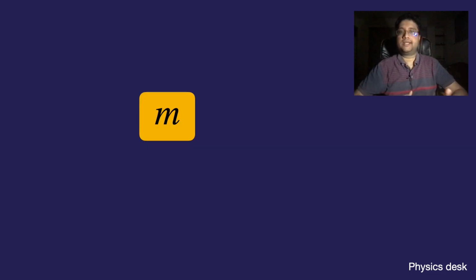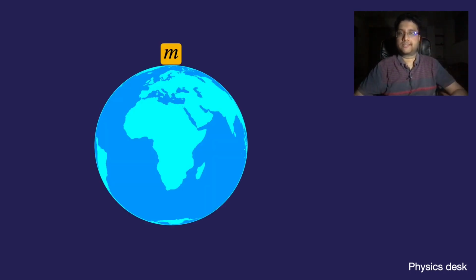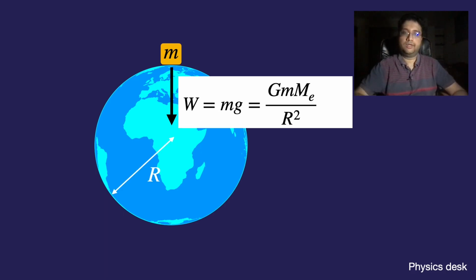So for that, consider any arbitrary mass on Earth's surface, say m. It can be any object. The weight of this mass is the Earth's gravitational force acting on it, which is mg. This is something which most of us know. W is equal to mg, which in turn is equal to G m M_e by r squared. So this is the crucial step to finding out Earth's mass. Here r is the distance between both the objects.